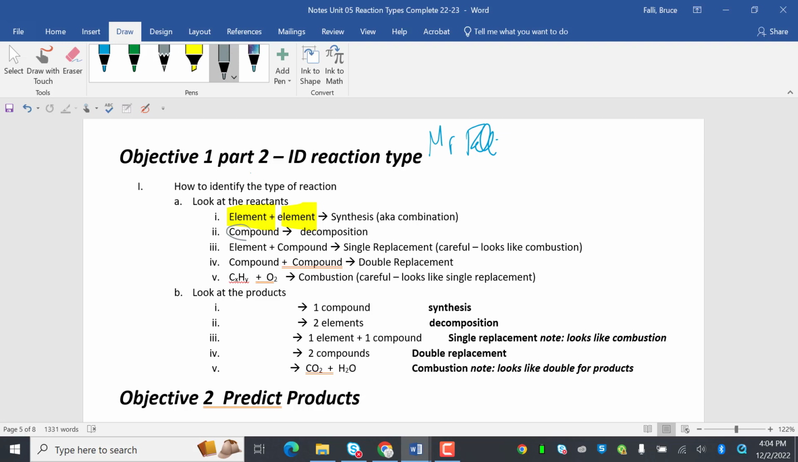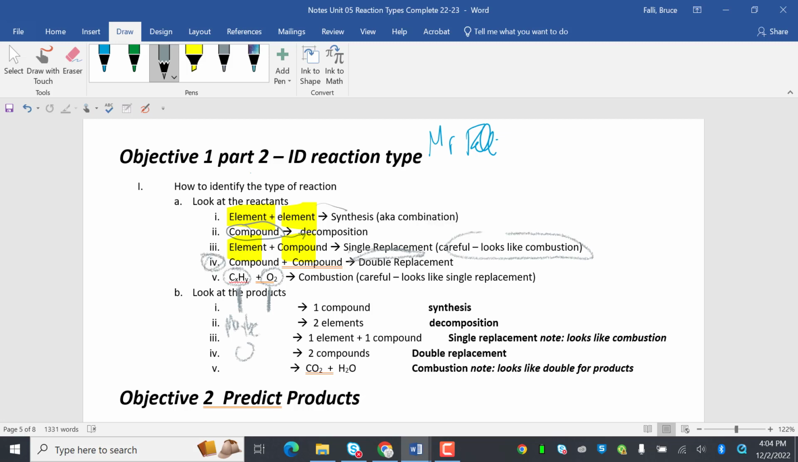If it's an element, it's synthesis. If it's just one compound, it's decomposition. If it's an element and a compound, it's going to be single replacement. But watch out, that looks like combustion. Combustion's mean because it is a compound and an element, but it has to be oxygen, and it has to have C's and H's and maybe O. And then if it's a compound and a compound, it's our old friend double replacement.